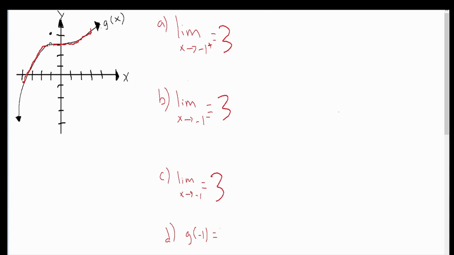So don't get confused, because a lot of people think that g of -1 would be 3 here, but it's actually not. It's actually where we have a closed circle, because that's your real value. So g of -1 has a value of 4. So you just find where your closed circle is at, and that would answer your question.